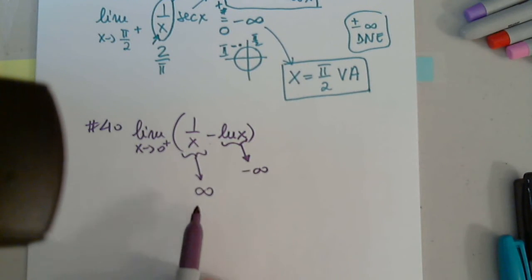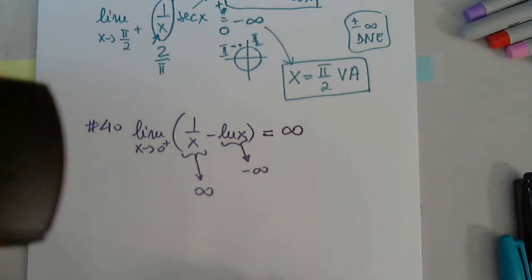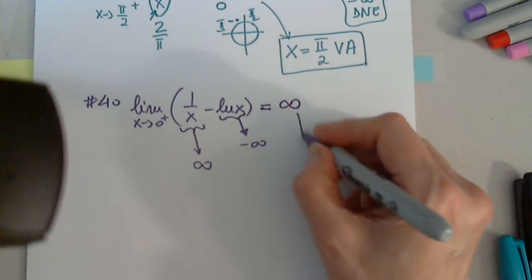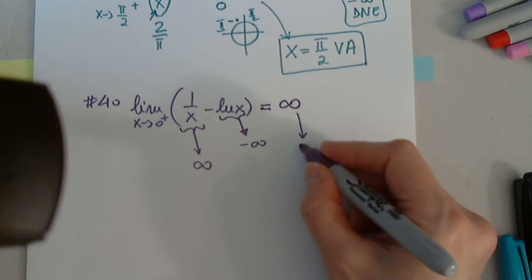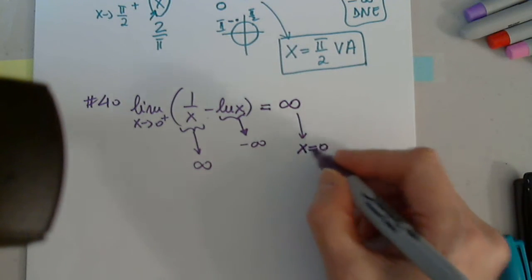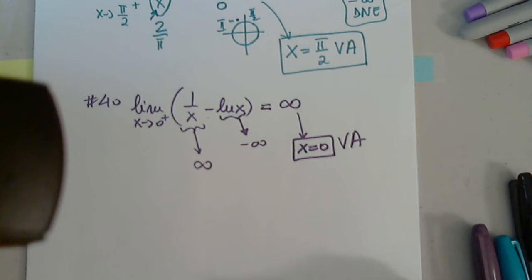Very good. How much is infinity plus infinity? Infinity. What does this mean? When a limit goes to infinity, there's going to be a vertical asymptote there at 0. Very good. Great job. Any questions?